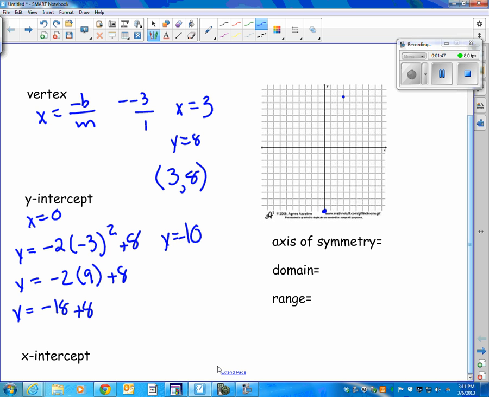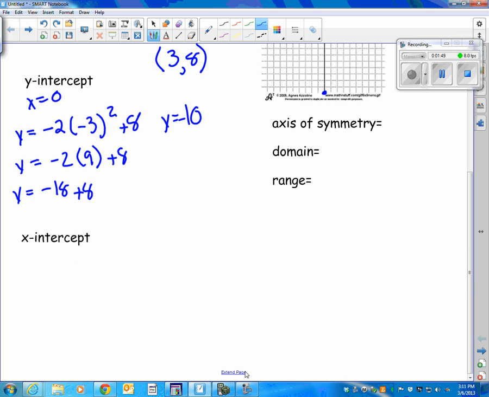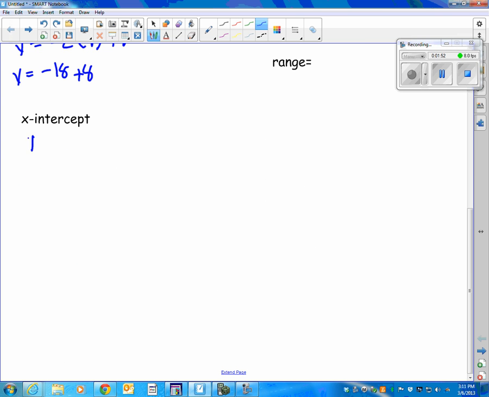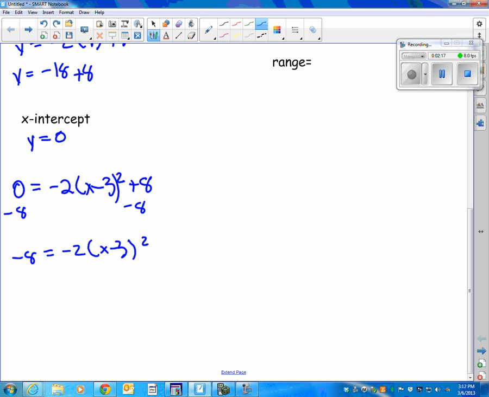And the last things we have to find in graph before we're done are the x-intercepts. Just like in the y-intercept, when the x was 0, in the x-intercept, the y will be 0. So we can just take our original equation and set it equal to 0. So we have 0 equals -2 times (x minus 3) squared plus 8. We can subtract the 8 over to the other side. Then we can divide by our -2, which gives us 4 equals (x minus 3) squared.